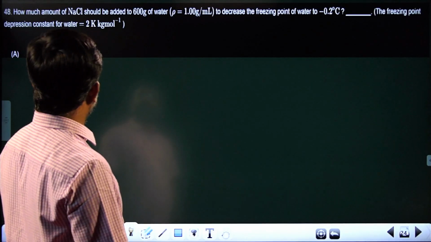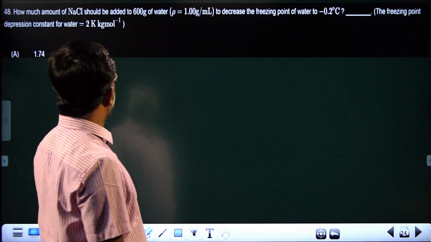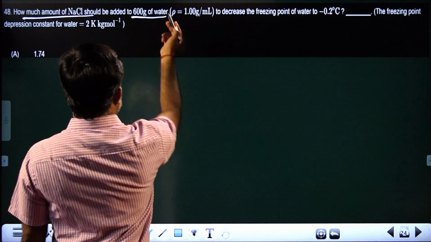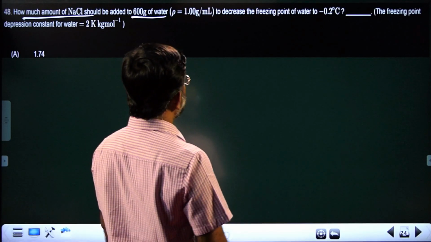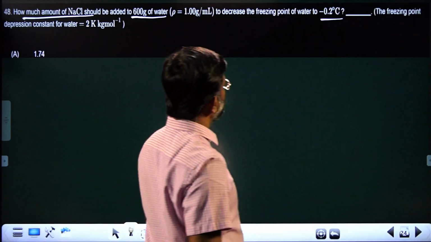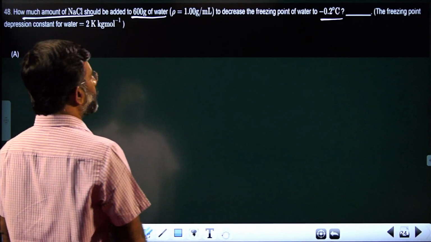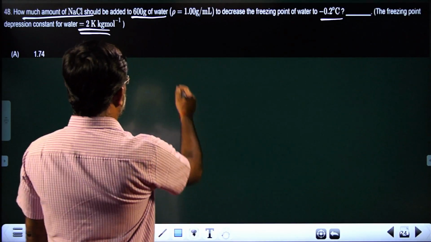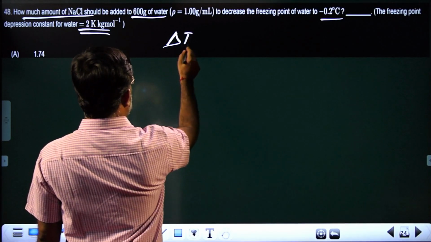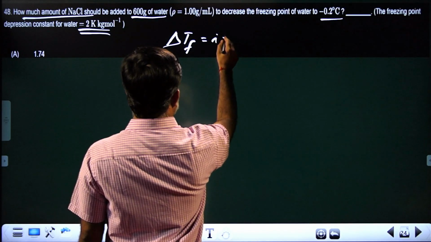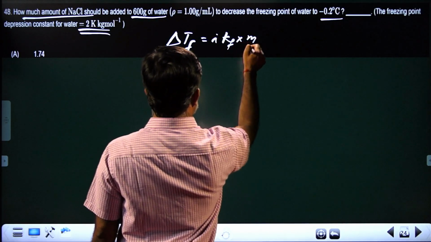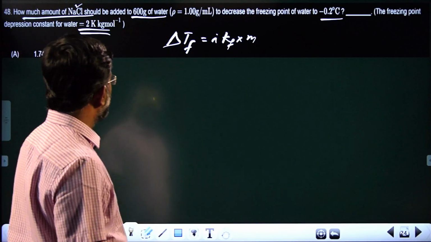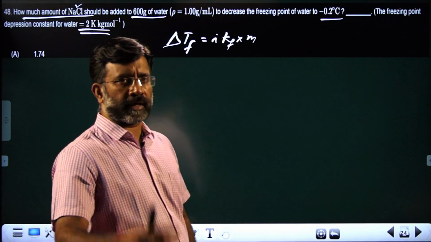How much amount of NaCl should be added to 600 gram of water? So we have to find the mass of NaCl that should be added to 600 gram of water to decrease the freezing point of water by minus 0.2 degrees Celsius. Freezing point depression constant Kf value is given. So delta Tf is equal to i into Kf into molality. Here we include the i factor because it is NaCl. Assuming 100% ionization, the i factor can be taken as 2.